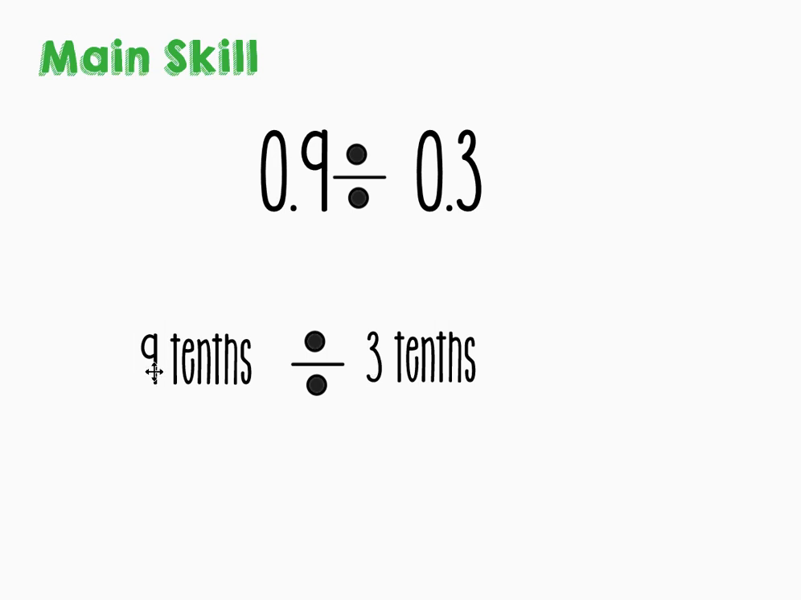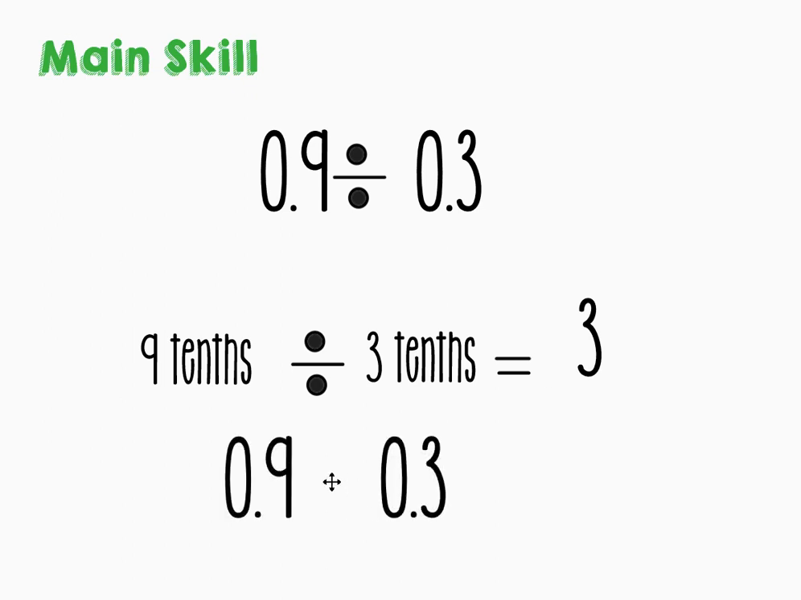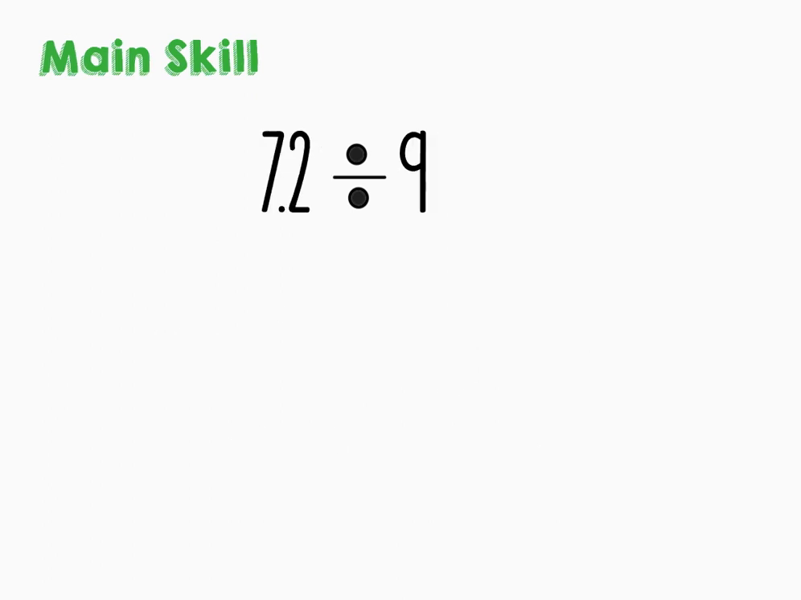I'm just going to look at the number. 9 divided by 3 is 3. So I know that 9/10 divided by 3/10 is 3. A tenth divided by a tenth cancels out, so we have 3 wholes as our answer. So 9/10 divided by 3/10 is equal to 3. Do you see how when we write it in words using our place value, it makes it much easier to solve? Let's look at another example.